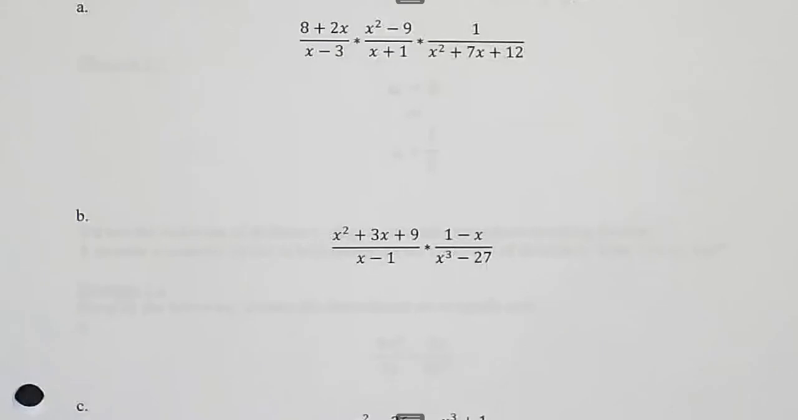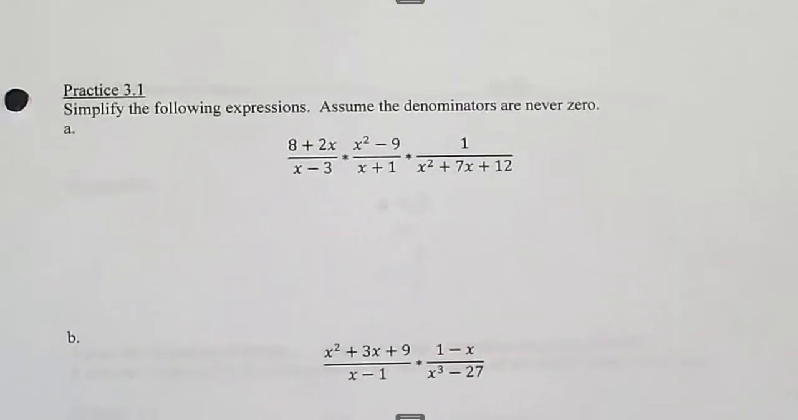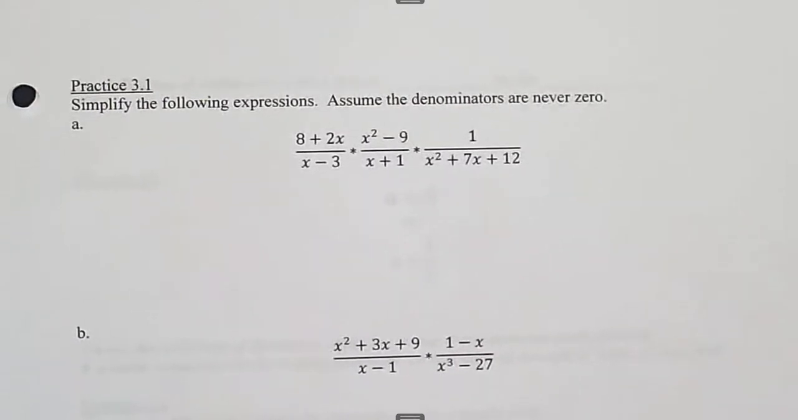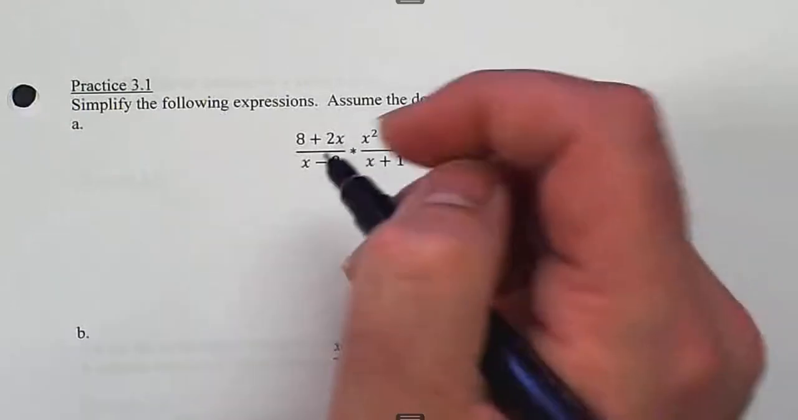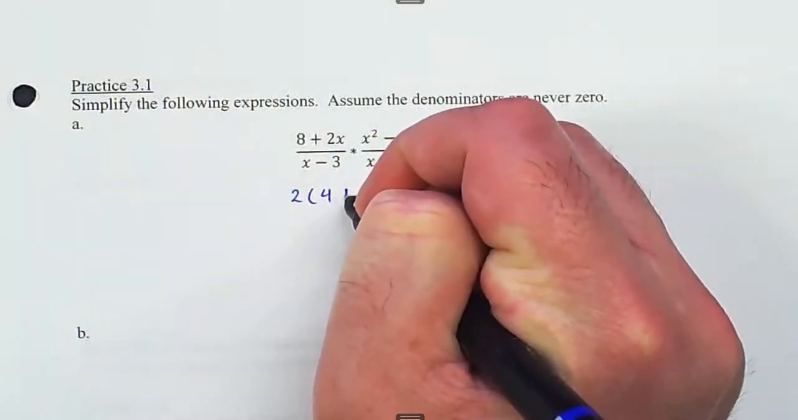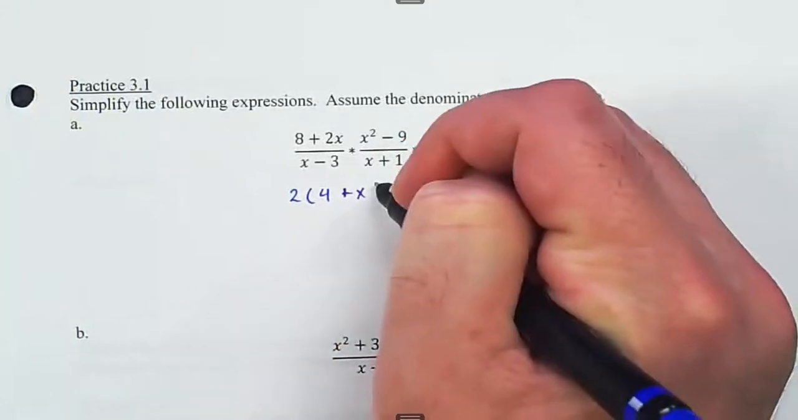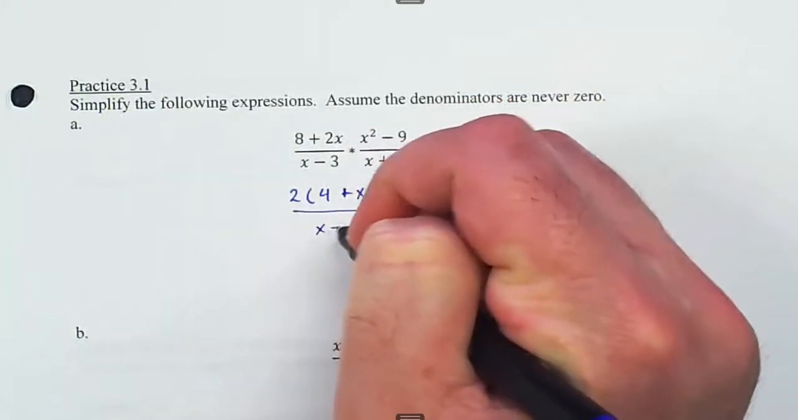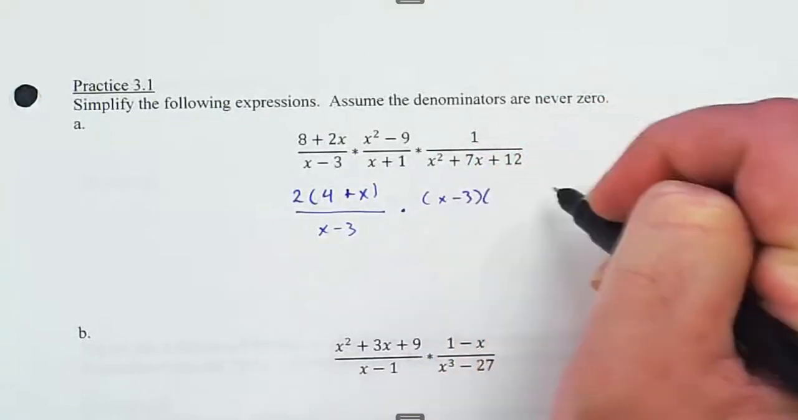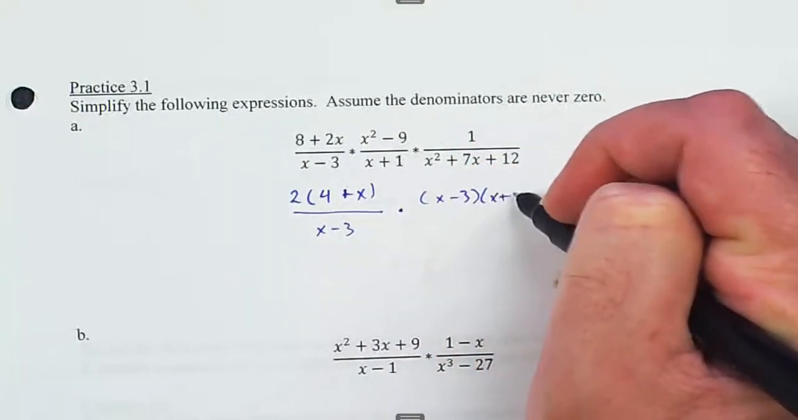Okay, let's see how we did. 8 plus 2x. We can't forget the first rule of factoring is to look for a GCF. Okay? So we'll factor out a 2, leaving me 4 plus x. And then x squared minus 9 is a difference of 2 squares: x minus 3, x plus 3.